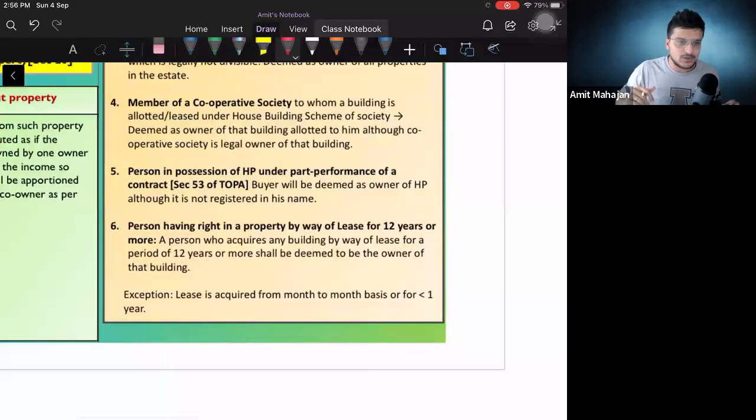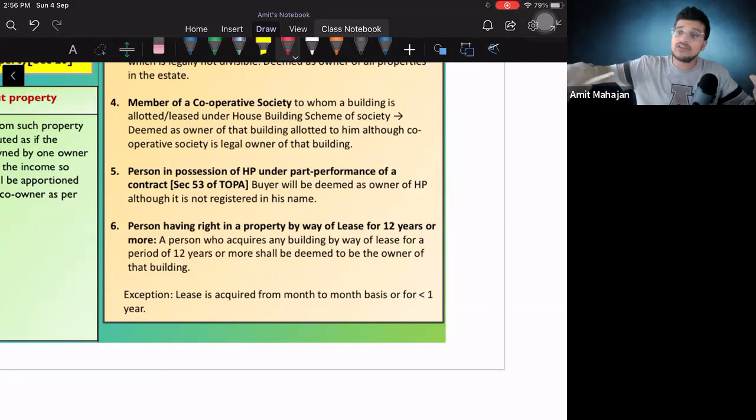Okay. Now, TOPA. TOPA is the Transfer of Property Act. Person in possession of house property under part performance of contract. For example, I have given that house property on rent to you, and some formalities are yet to get completed. Sorry, I'm going to sell that property to you. I sold that property to you, but certain formalities are yet to be completed. Is it clear till here? So you are not the owner of the property on paper.